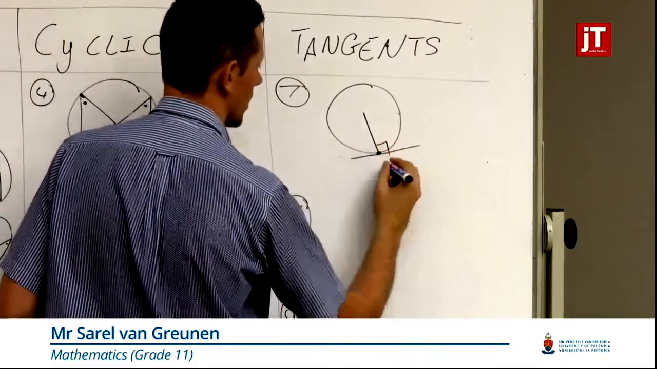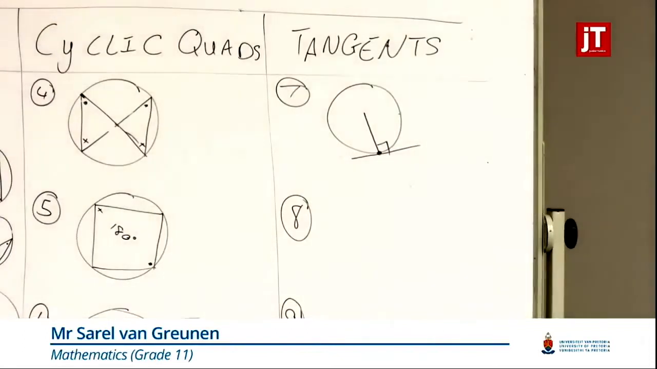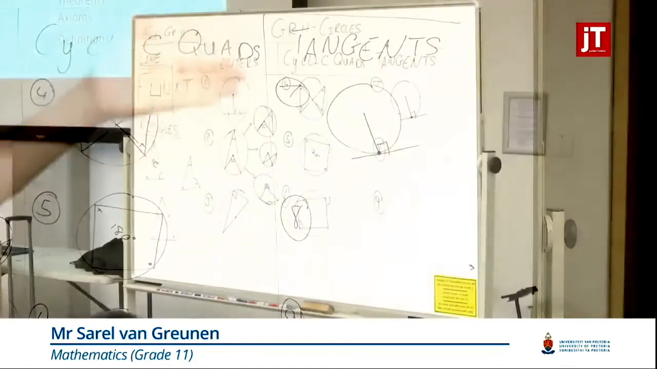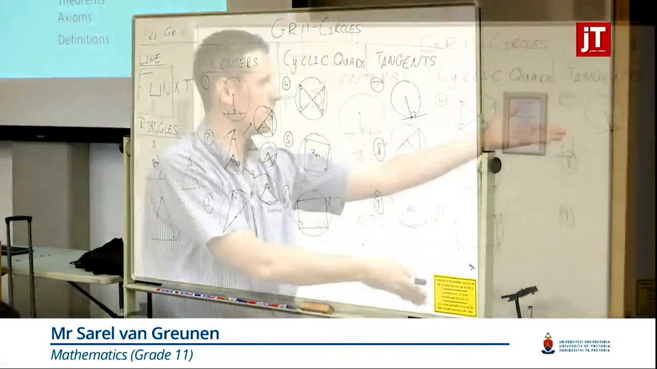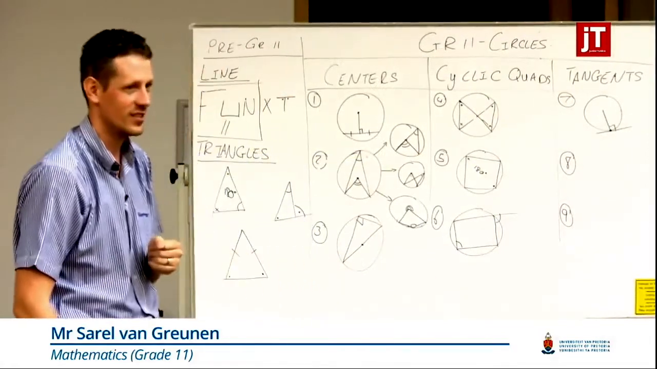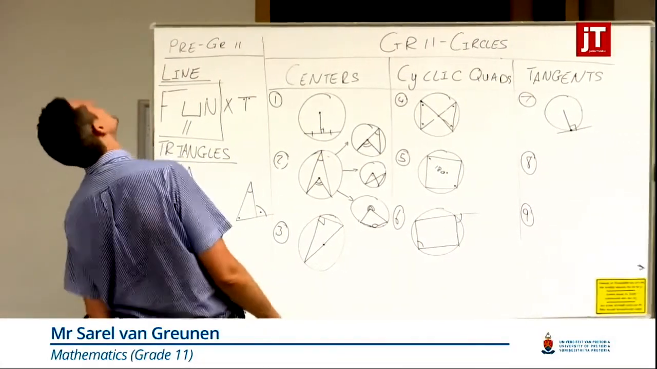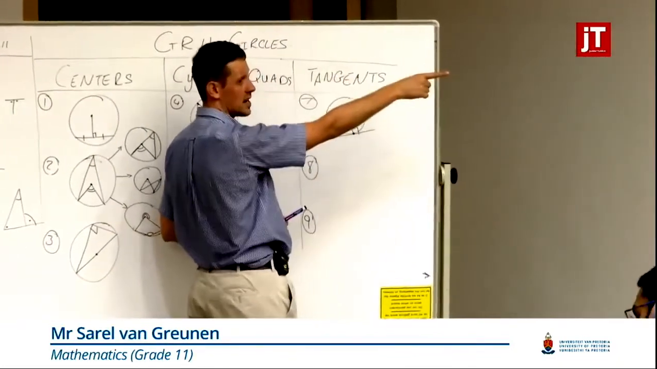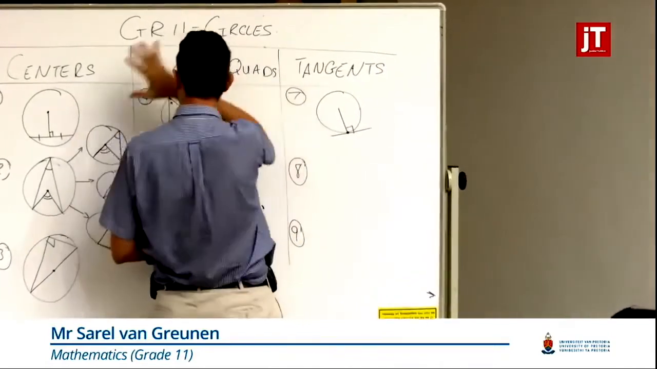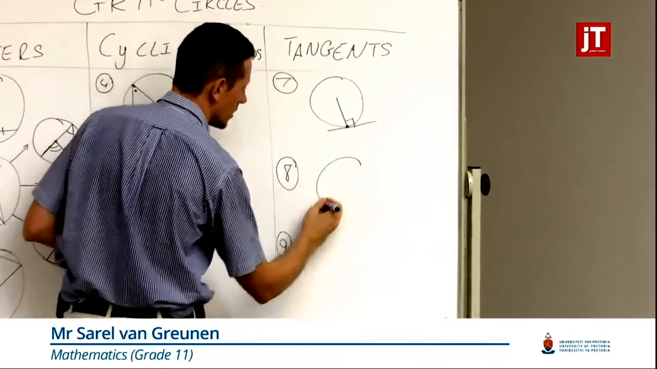Theorem 7. A radius is perpendicular to a tangent. Very important for grade 12 analytical. When I'm working with circles, if I can get the gradient of the radius and the gradient of the tangent, the product must be -1 because they are perpendicular to each other. Oh no, sir. Yes. This will go over to analytical geometry next year. All of these theorems.